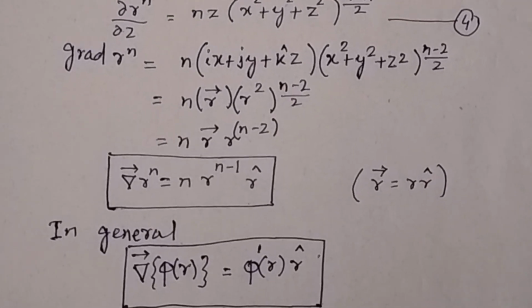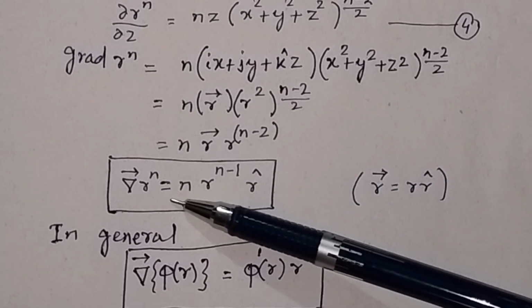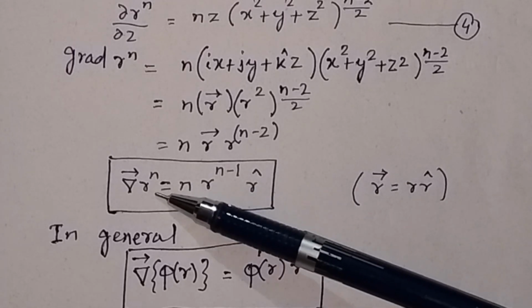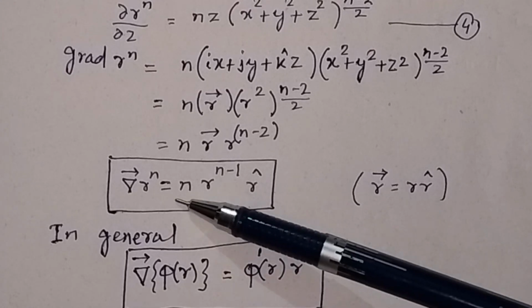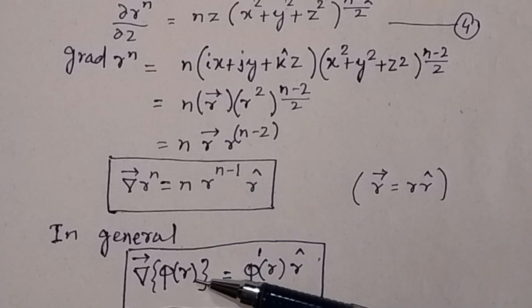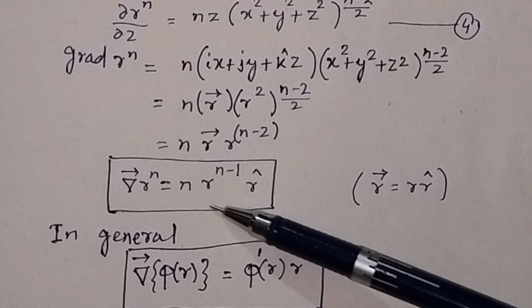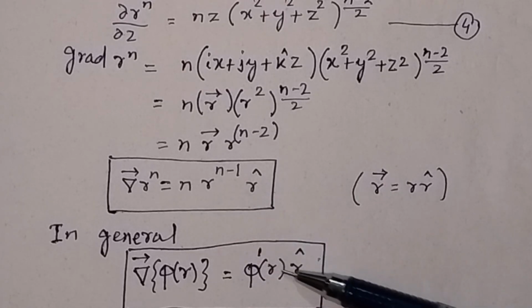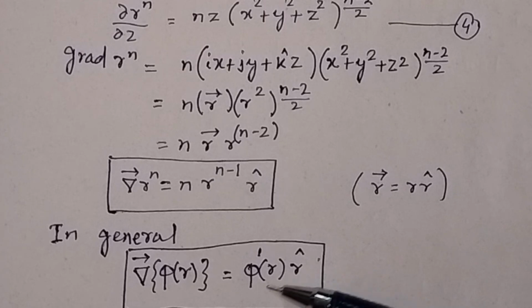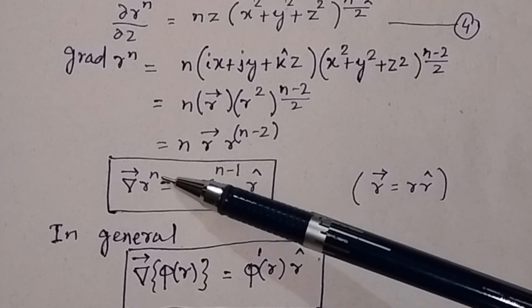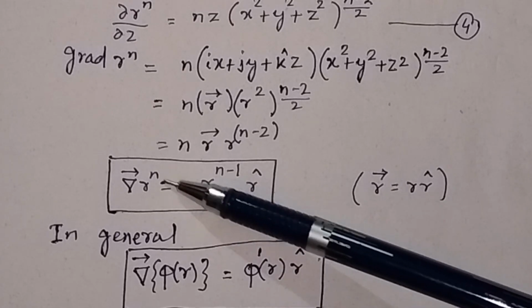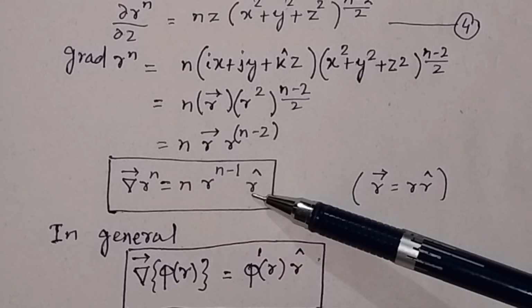So in this way you can find the gradient of r to the power n, and you have to remember this formula. In many problems this formula is very useful. You have to remember these two formulas. If the scalar function is given as r to the power n, then gradient of r to the power n is equal to n r to the power n minus 1 into r cap.